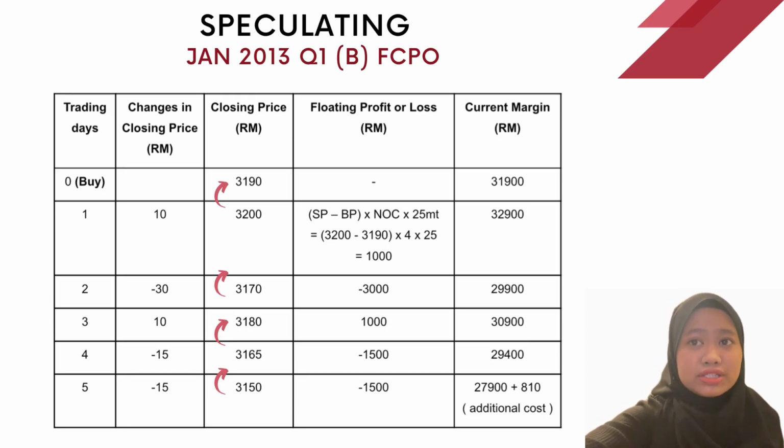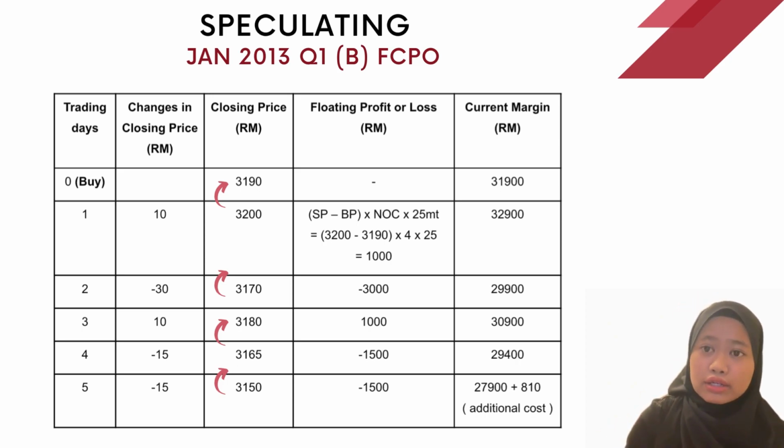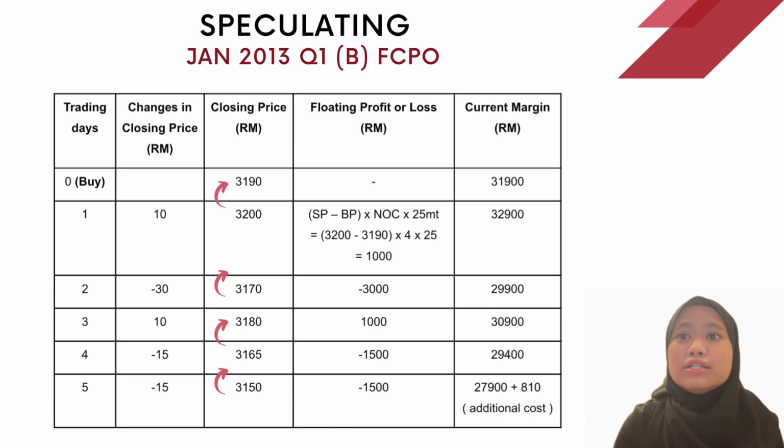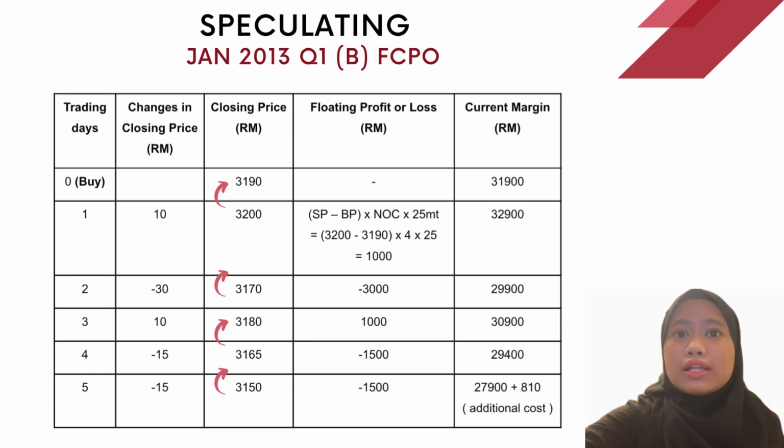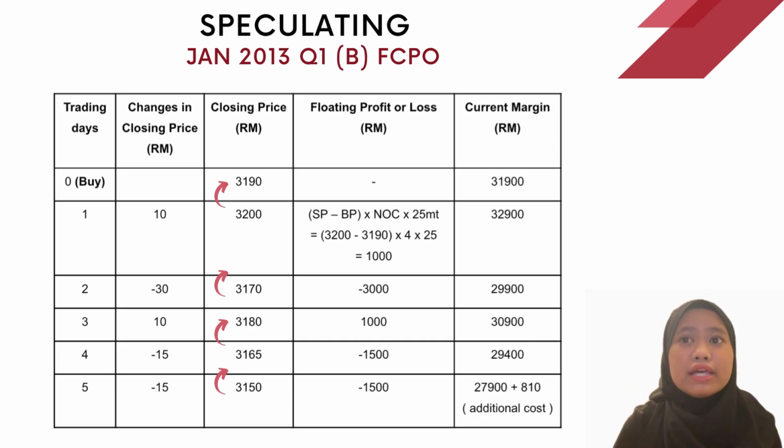Next, for the current margin, take it from the initial margin that we just calculated, which is 31,900, and then for the next day, 31,900 plus the amount in floating profit or loss. Then do the same thing with the others. Just add the next day's open profit or loss, which in this case is 27,900, which is less than the maintenance margin of 28,710. That's why it needs to add 800.